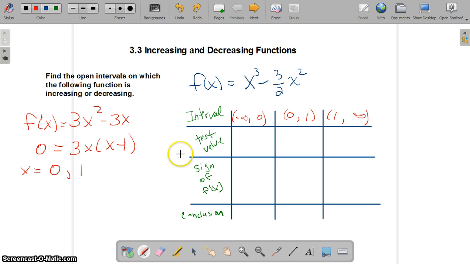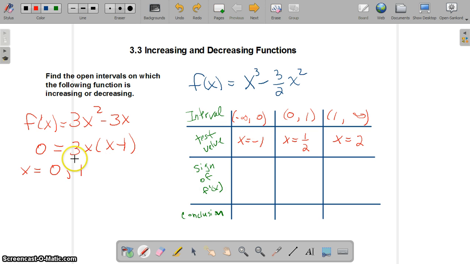Now we're going to figure out some test values inside those intervals. So we have to come up with a number that is between negative infinity and 0. So x equals negative 1 is as good as any. We need a number in between 0 and 1, so let's just go with the half. And a number greater than 1, we'll just pick 2. Keep it simple. So what we're going to do now is figure out what the signs of our derivative would be at those points.